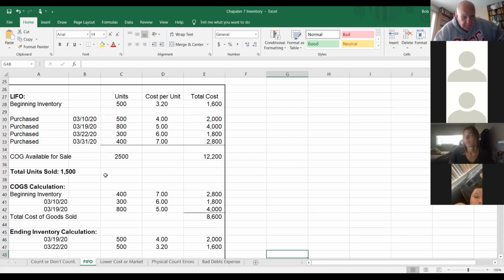Under this method, the cost of goods calculation, we do the opposite. 400. Did I screw this up? No, that's right. We got it right. 400 from here, 300 from here, and then the 800. You got it.